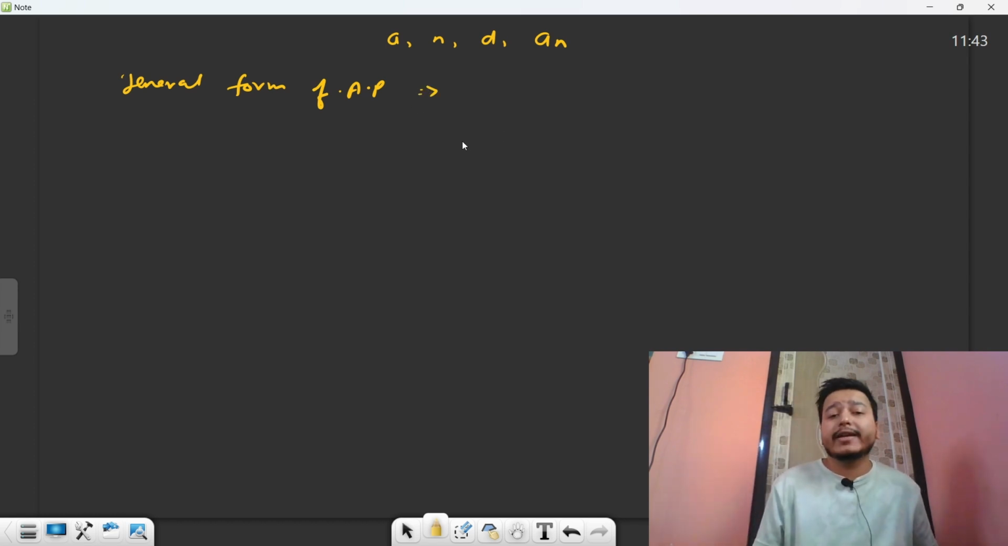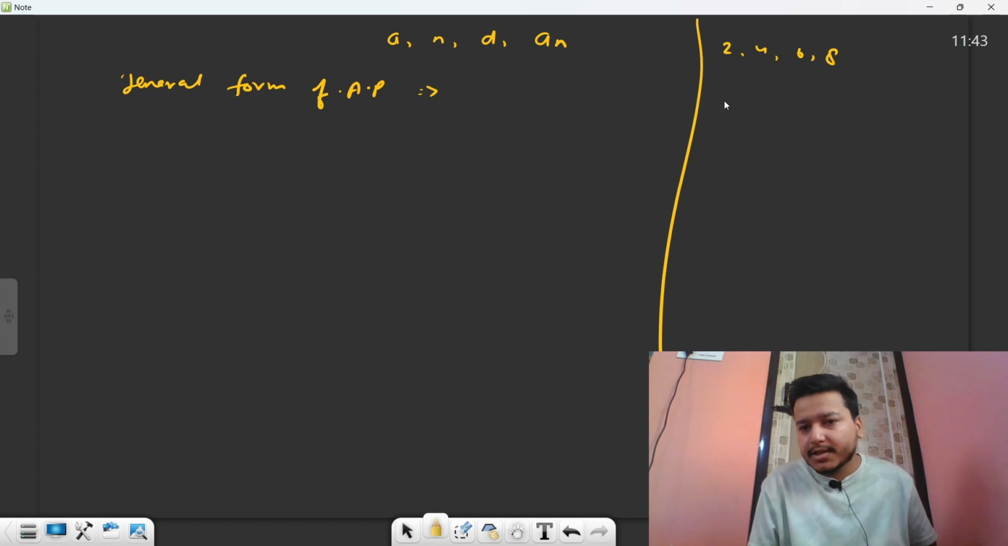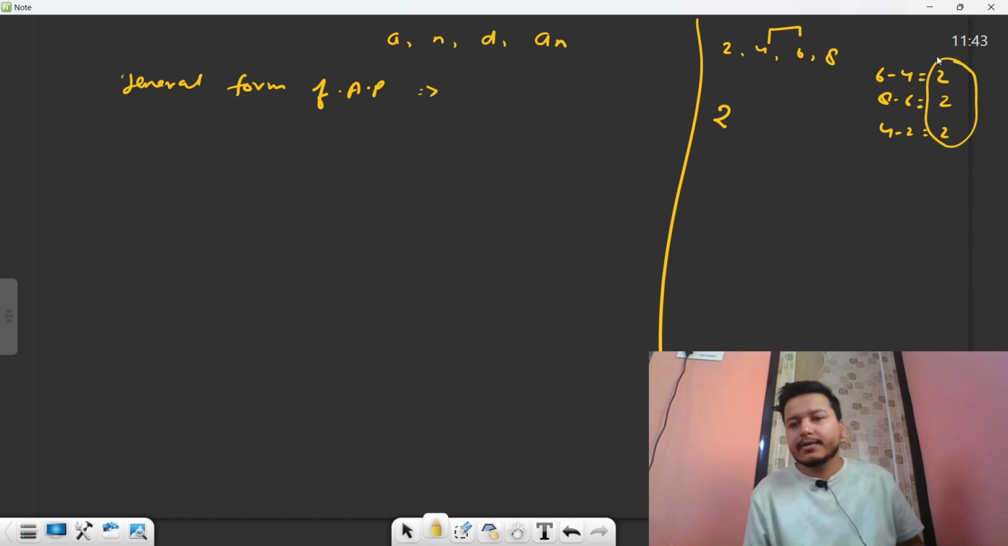Now we understood what an AP is. For example, we took the example of 2, 4, 6, 8. The first term of the AP is 2. How can we find the common difference? By just subtracting two terms. If you subtract 4 from 6, it will come 2. 8 minus 6, 2. 4 minus 2, 2. The d is the same.